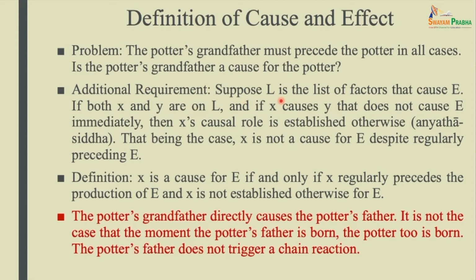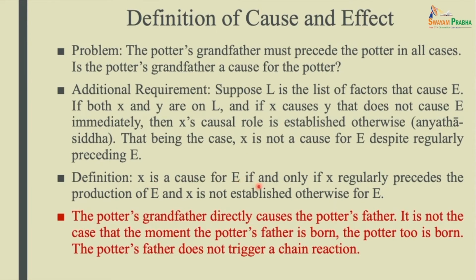So then we need an additional requirement. What is it? Suppose L is the list of factors that cause E. If both X and Y are on L, and if X causes Y, that does not cause E immediately, that is, there is a temporal gap between Y and E, then X's causal role is established otherwise. And we call this anyatha siddha. That being the case, X is not a cause for E despite regularly preceding E. So, yes, if a factor just regularly precedes E, it does not become a cause for E. Why not? We'll talk about it.